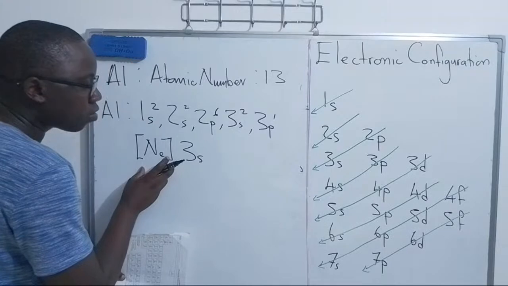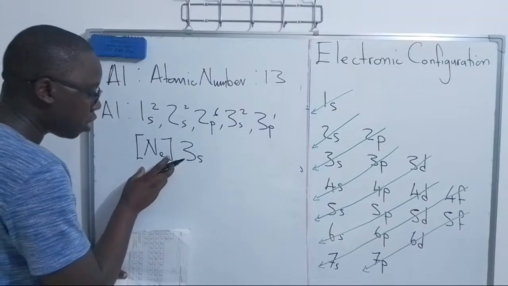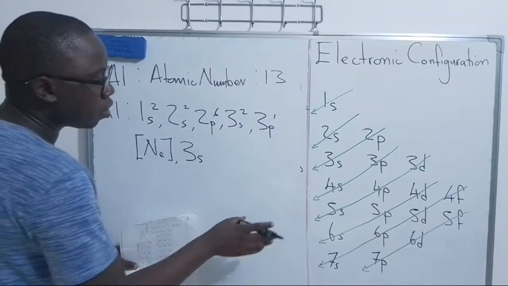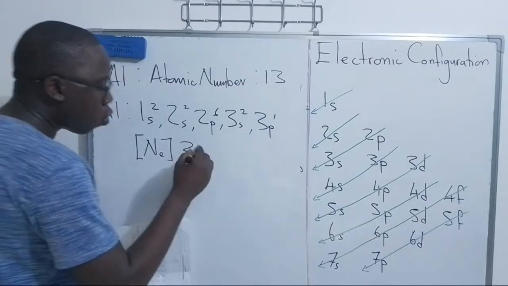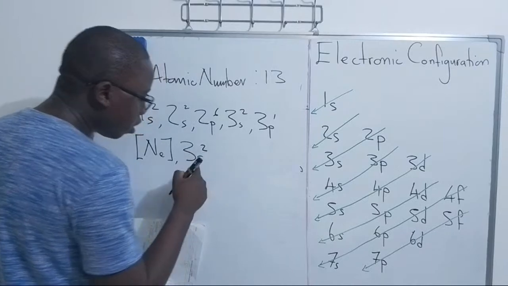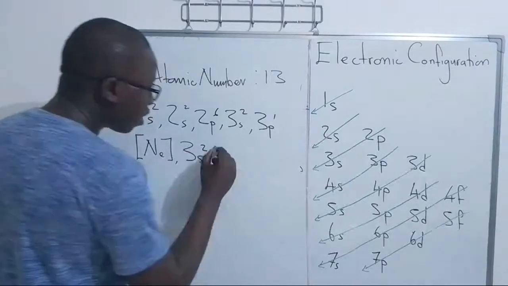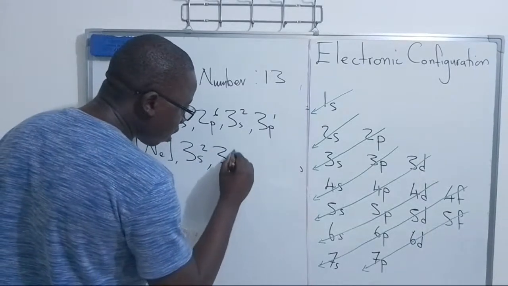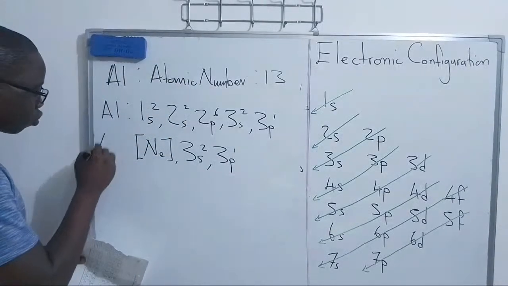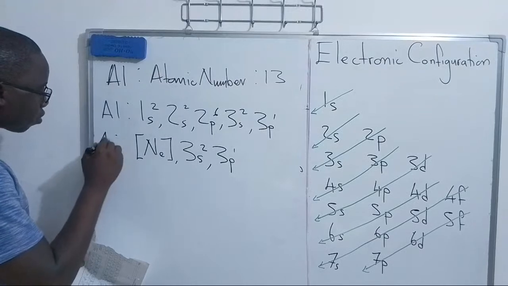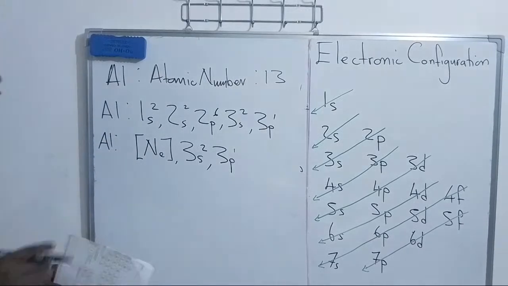Neon has helped us to get rid of 10 electrons. So out of 13, we're only remaining with 3. So 3, 2 will be put in the s orbital, then 1 will be put in the p orbital. So this has helped us to write the compressed electronic configuration of aluminium.